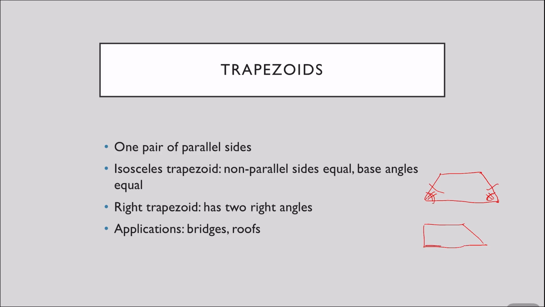Okay. So, still, one set of parallel sides, then this is your non-parallel, but this will be 90 degrees because it's a right trapezoid. Usually you can see these trapezoids in bridges or roofs like trusses.